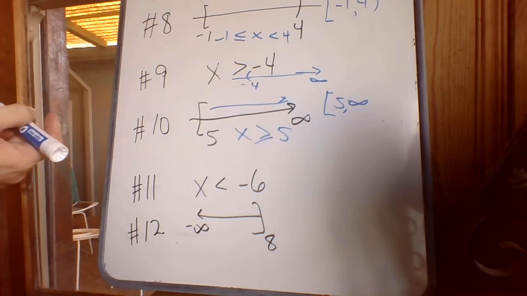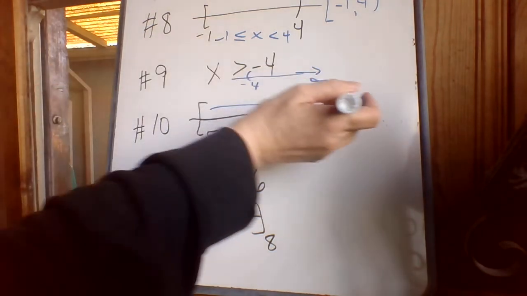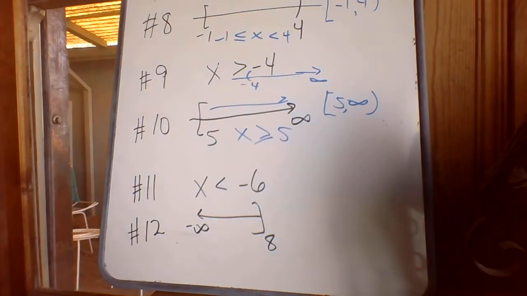A square bracket would say up to and including infinity. You can't include infinity, so it looked like that. And I'm going to save these last 3 problems for a second video.